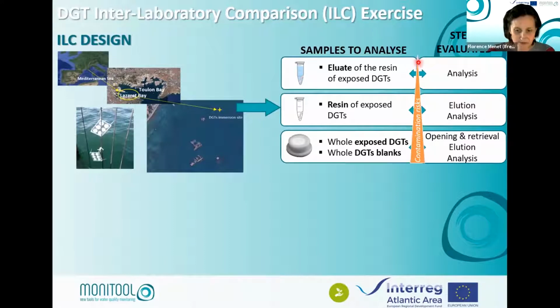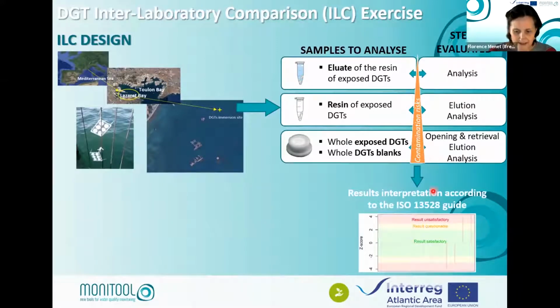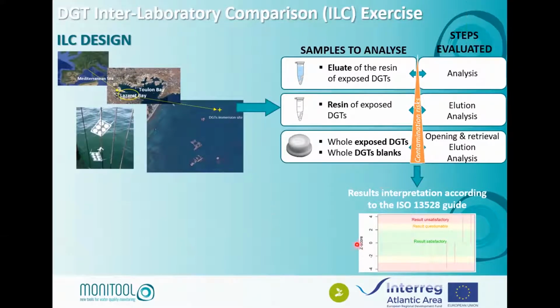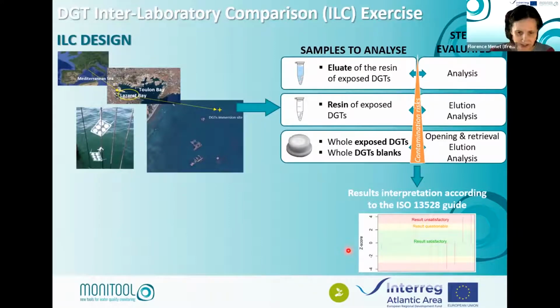With these samples, the aim was to look at the potential contamination that could occur during the analysis of DGTs, since the contamination risks increase with the number of steps that we have to perform in the laboratory. So all these results were interpreted according to the ISO 13528 guide, which is generally used for interlaboratory comparison data treatment.